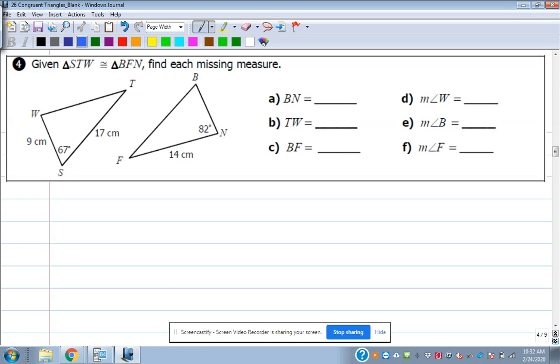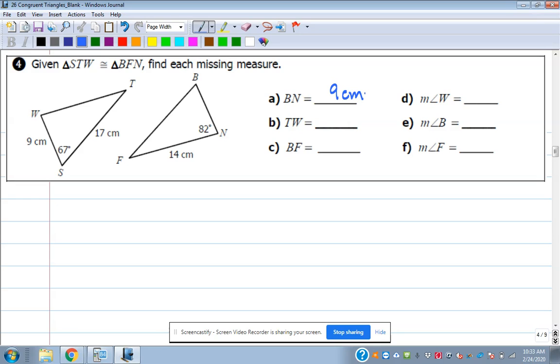All right, this one's got some measurements in there, so we're just going to fill it out. This is kind of like the quiz the other day. They tell us that triangle STW is congruent to triangle BFN, and they give us those measurements, and we want to find each missing measure. So side BN. Do y'all agree? Because we know that side SW and side BN are congruent to one another, so they must have the same length.